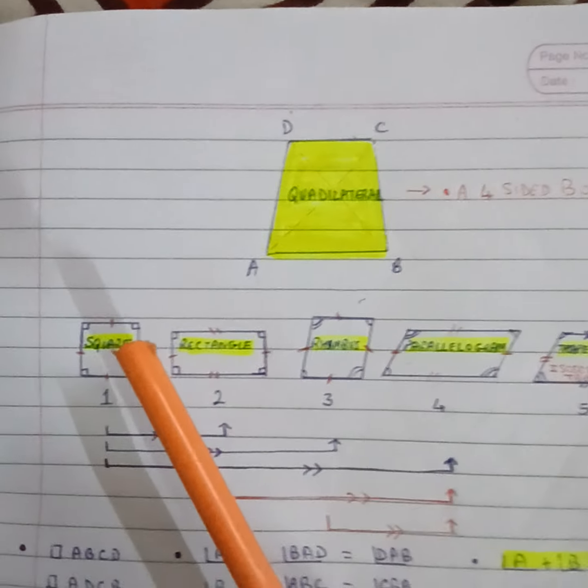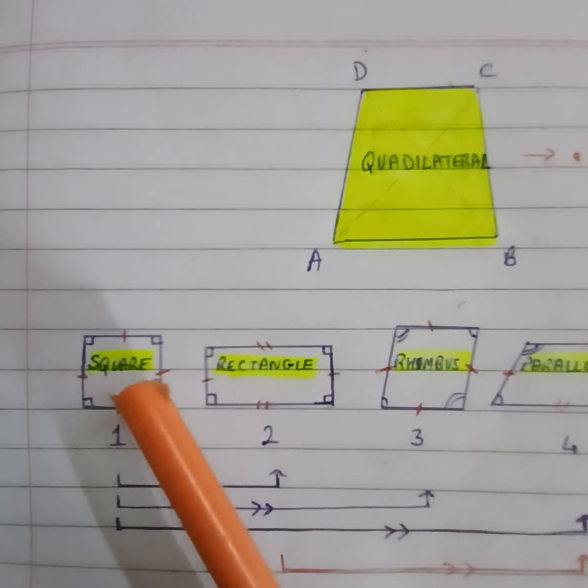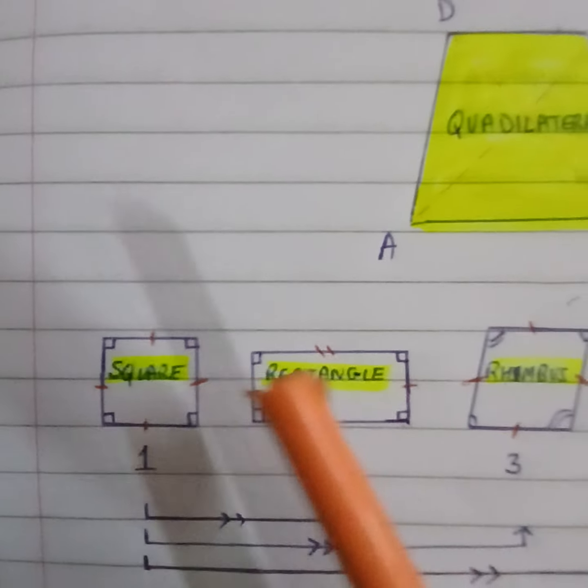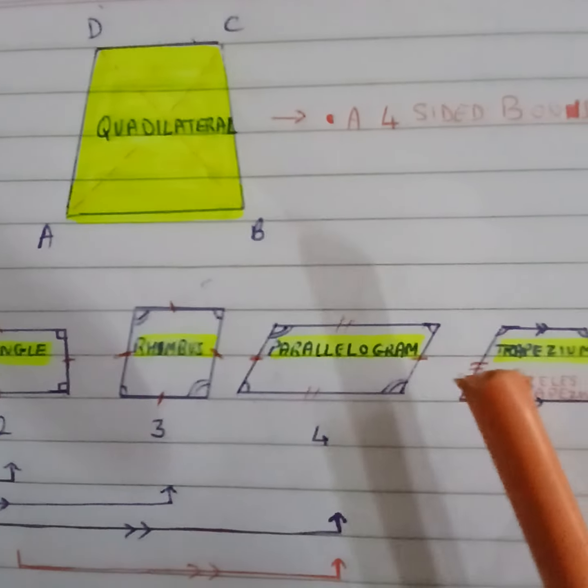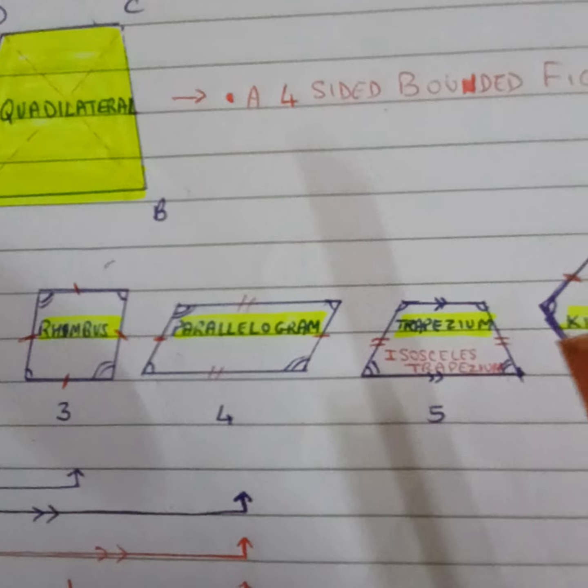There are 6 types of quadrilaterals: square, rectangle, rhombus, parallelogram, trapezium, kite.